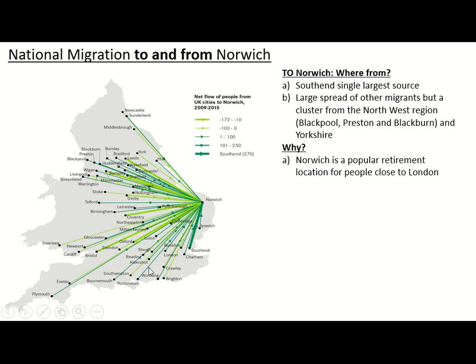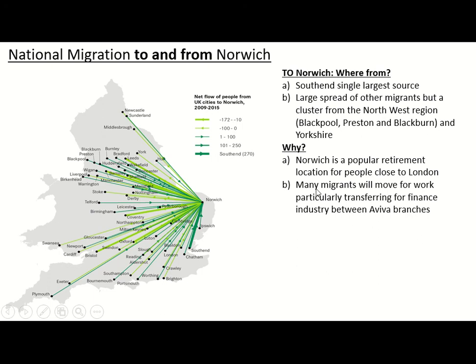And again, looking at the dark green arrows, you've got Portsmouth, Bournemouth, Plymouth, Newport, Gloucester, Northampton, Telford, all of these places, and these black dots represent a significant enough proportion of people, between 1 and 100 arriving to Norwich, and there's a massive spread. Now, a lot of that might be migrants moving to work. Okay, so it doesn't have to be international migrants. These can be people from other parts of the country moving to Norwich for work.